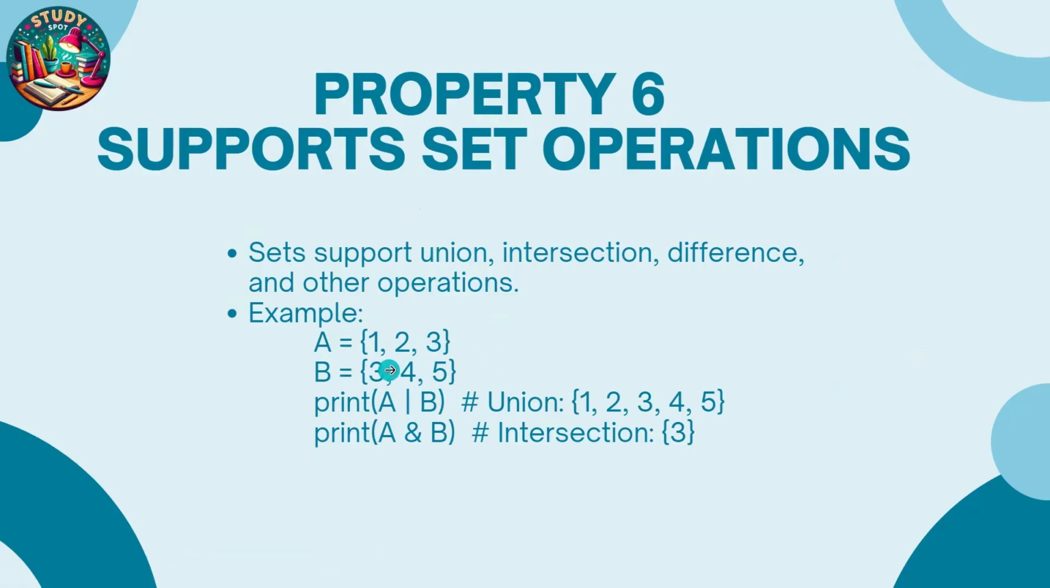The union of two sets combines all unique elements from both sets. Here we have 3 in both, so in the union output 3 appears only once. Duplicates are removed automatically in a set, and the order is not guaranteed.